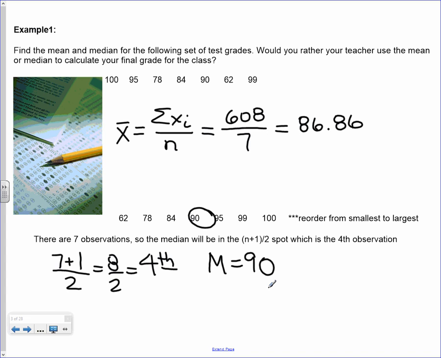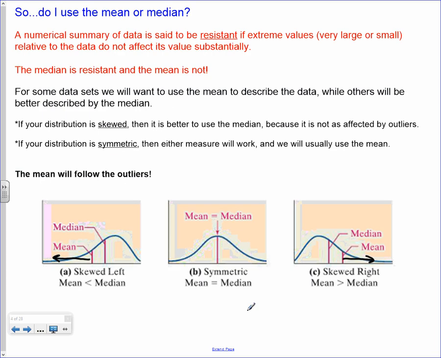There's some examples of calculating a mean and a median. Are we going to use the mean or the median? Okay, so why do we have two statistics, the mean and the median? Why don't we just stick with one over the other?